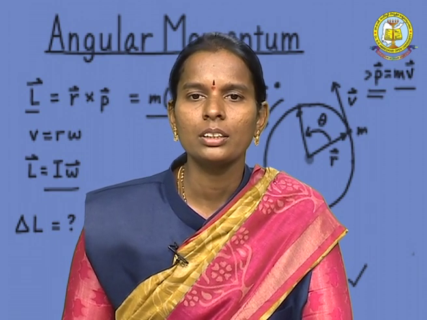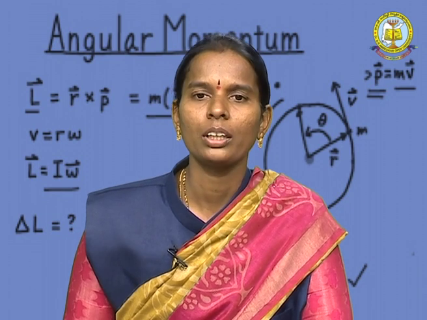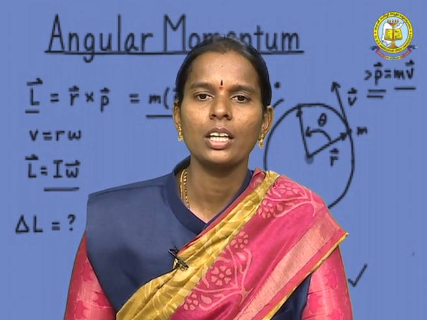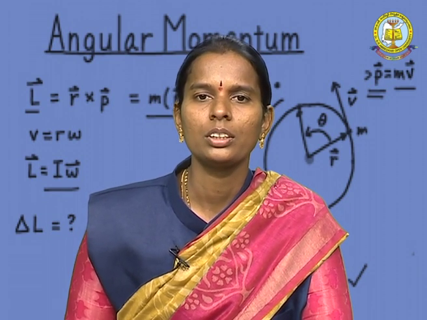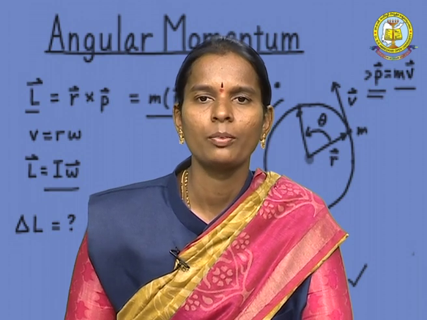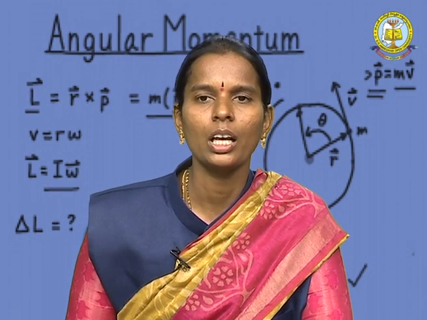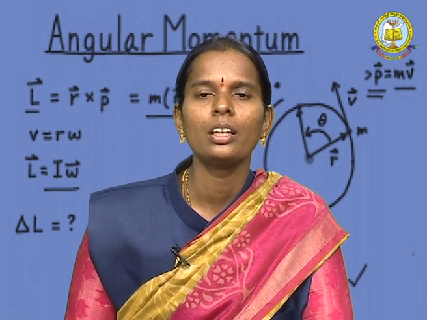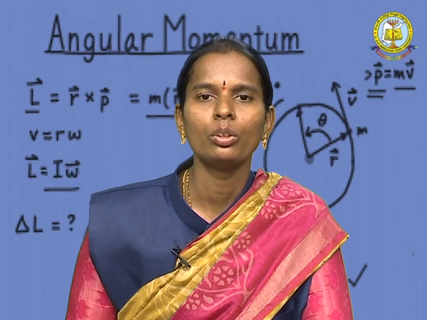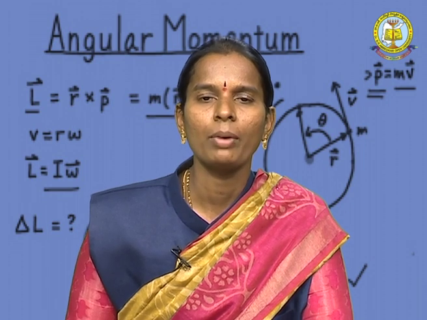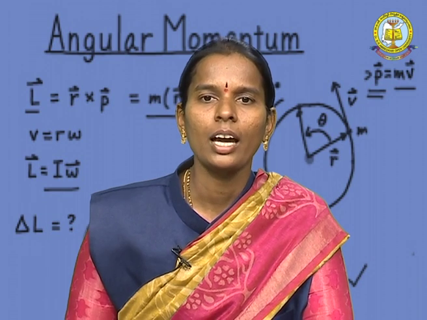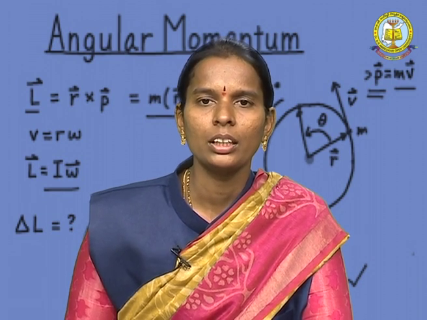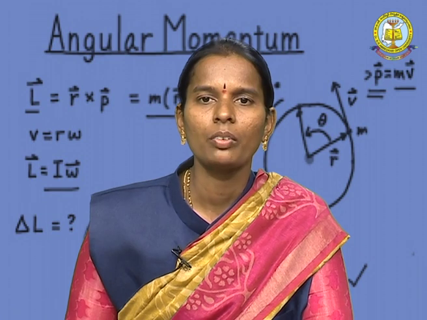So here there are two vector products. v cross mv is equal to 0, since the vector product of two parallel vectors is 0. So I can write dL by dt is equal to r cross dp by dt. And r cross dp by dt is the torque, from equation 2.